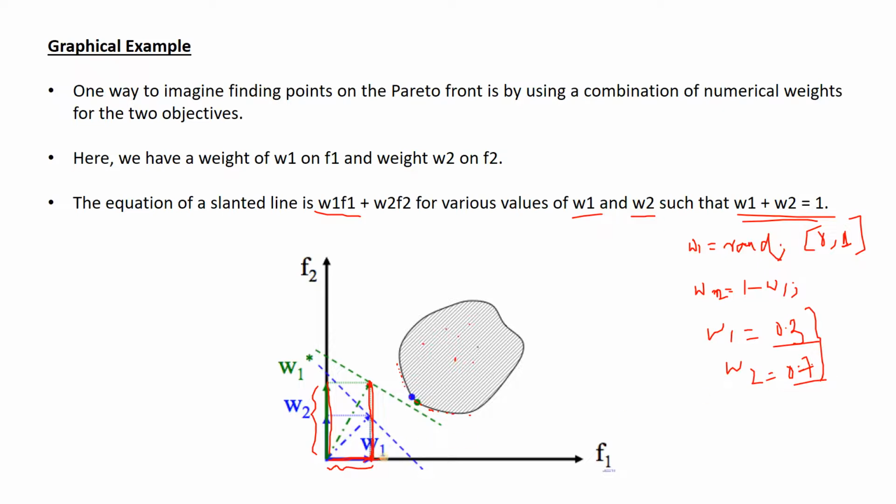Now if W1 changes in the next iteration, suppose it becomes 0.4, then W2 is 0.6, and you reach over here, and in this way, whenever you change the variables, you get some chance that you reach this particular line. This is just a graphical representation. This is not the actual problem, but it shows that if you follow this, the search becomes very easy.